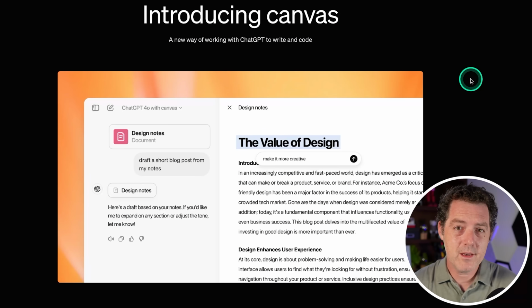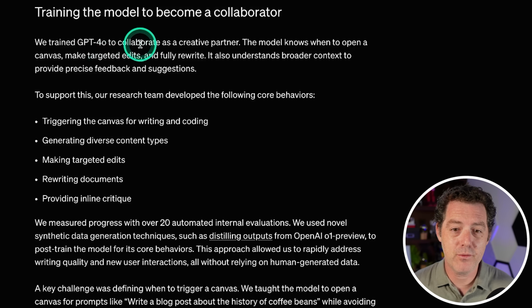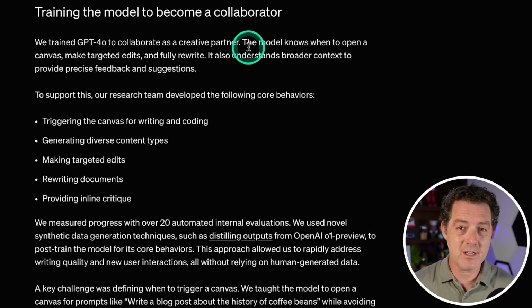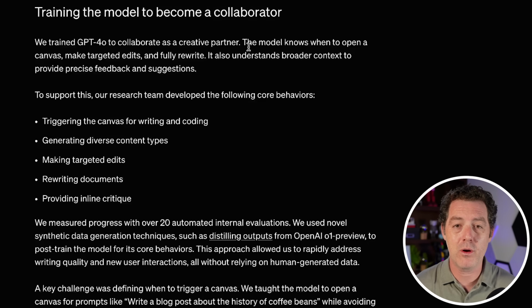There are two main use cases that Canvas looks to help with: writing and coding. And obviously I definitely want to test out the coding aspects, which we will do right after this. One thing I found really interesting is they actually trained GPT 4.0 to collaborate. So this is not just the base GPT 4.0 model with some code wrapper around it. This is actually a different version of GPT 4.0 that recognizes when it should use Canvas.